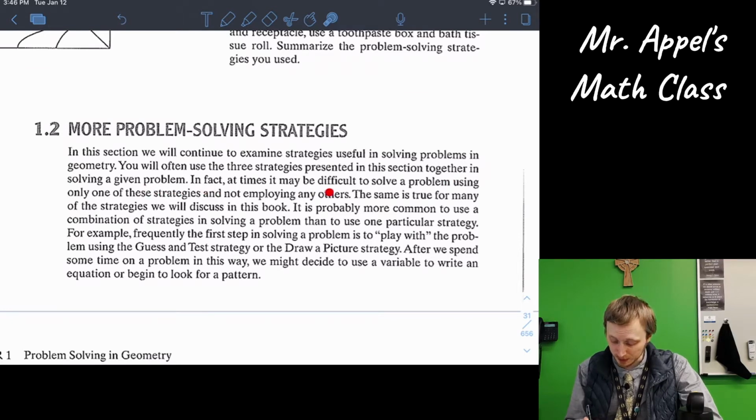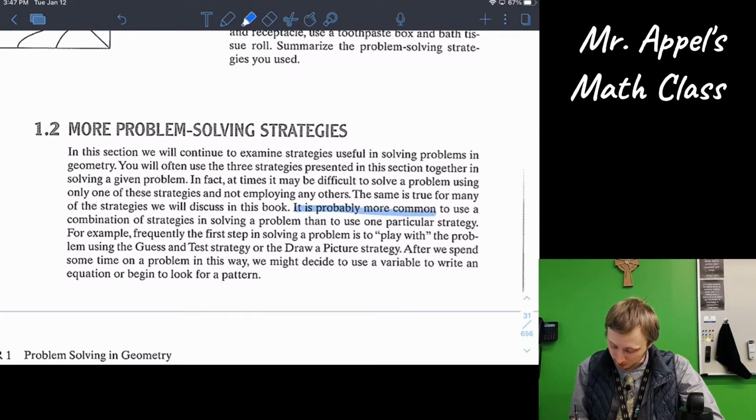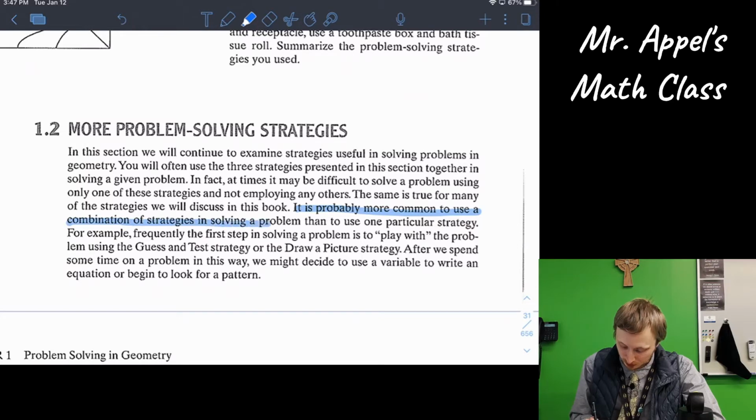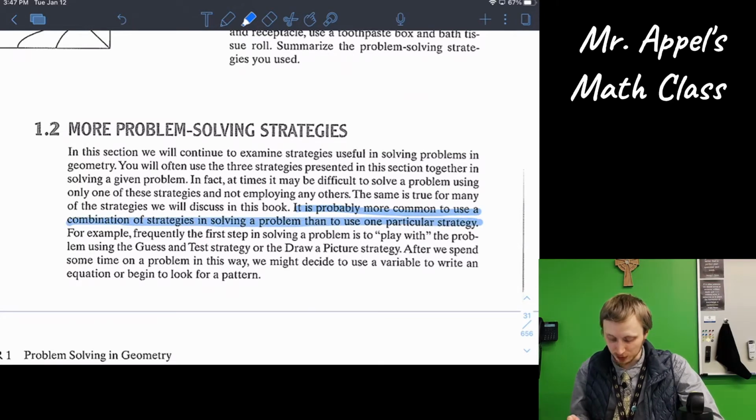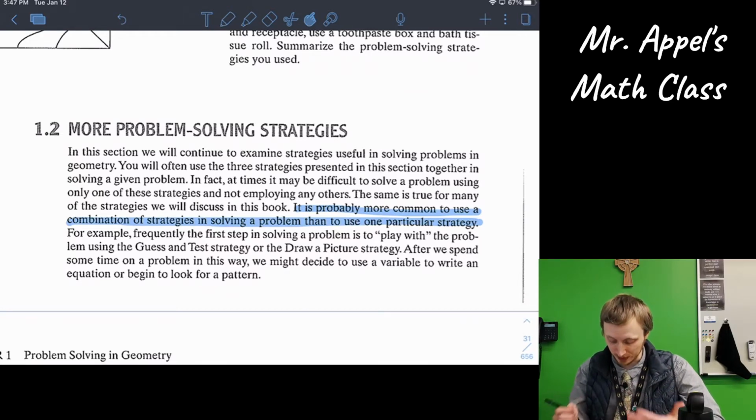In fact, at times it may be difficult to solve a problem using only one of these strategies and not employing any others. The same is true for many of the strategies we will discuss in this book. It is probably more common to use a combination of strategies in solving a problem than it is to use one particular strategy. That's so good, I'm going to highlight that. This is a good thing to keep in mind, especially as you are working through some of the exercises, and to not be dismayed that a single strategy didn't get you as far as you wanted.